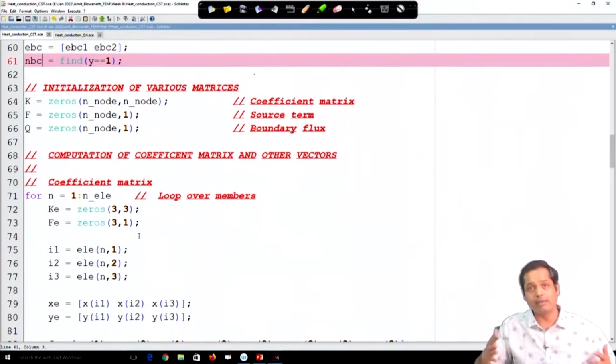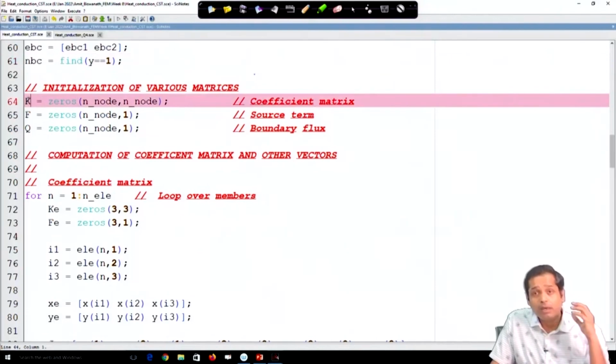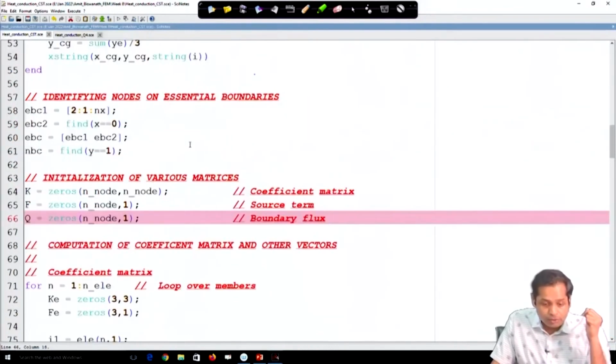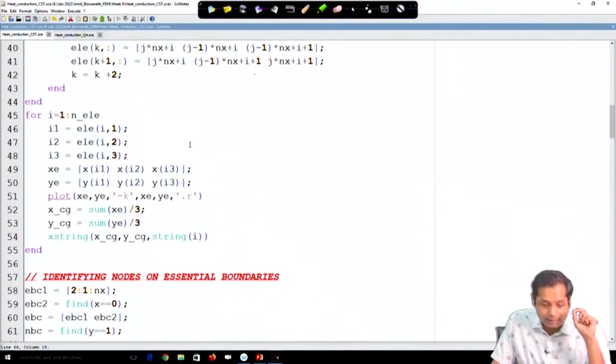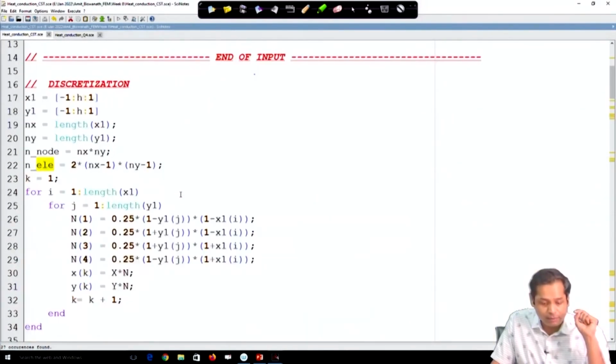Now, once we have defined the essential and natural boundaries, next is the initialization of the various matrices before we start computing and assembling them. This is a scalar field problem, so at every node we have just 1 degree of freedom. So the size of the global coefficient matrix will be n by n, where n node is the number of nodes in the system, and f is the source term. It is a vector, and its size is n node by 1, and q is the boundary flux term, also n node by 1. And the number of elements is n le, the total number of elements we have, and the total number of elements can be obtained by this.